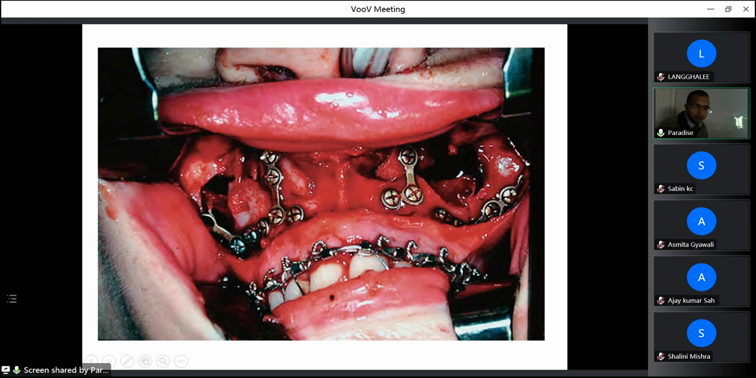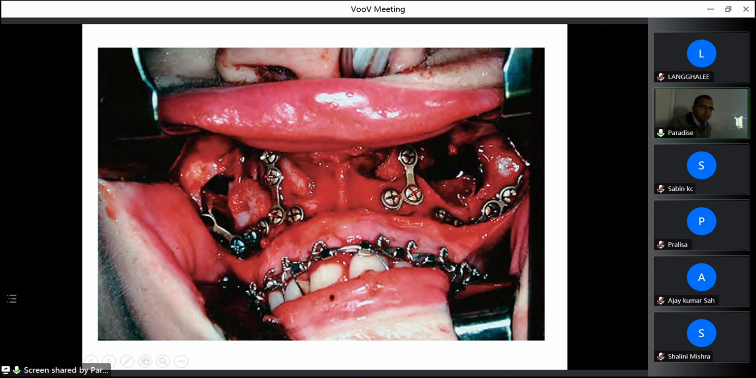At least 2 screws should be placed on either side of the fracture line. So one plate is placed at the NM buttress, another plate at the ZM buttress, and it is reduced. So before reducing the fracture line, or before fixation, you have to put the occlusion in the intermaxillary fixation. First, you have to do the intermaxillary fixation. You have to get the occlusion. Once the occlusion is fine, you have done the intermaxillary fixation. Then you proceed with fixation.